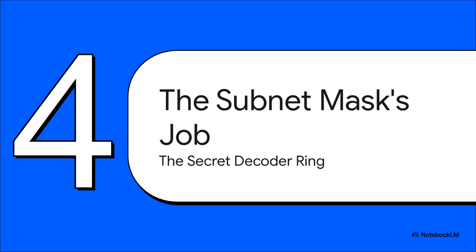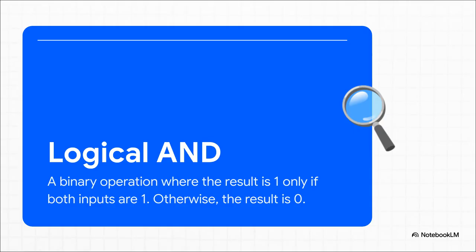Computers need a special tool to do the math for them, like a secret decoder ring that lets them officially separate the network part from the host part. And that tool is called the subnet mask. The subnet mask uses a really simple piece of binary math called a logical AND.